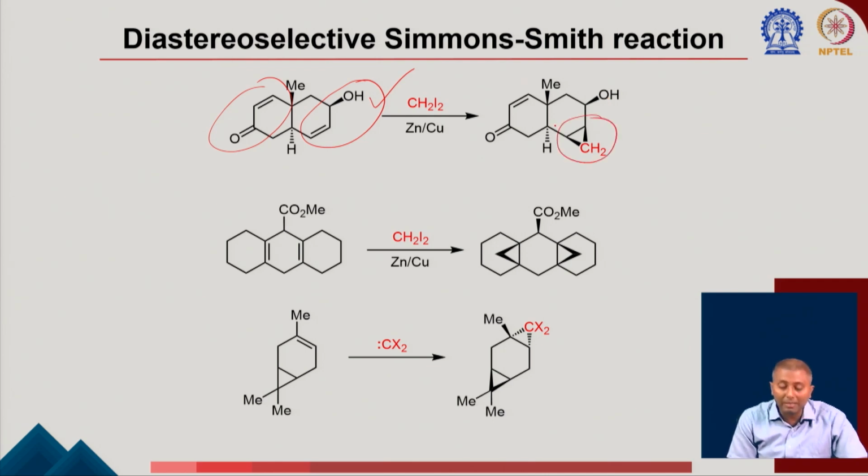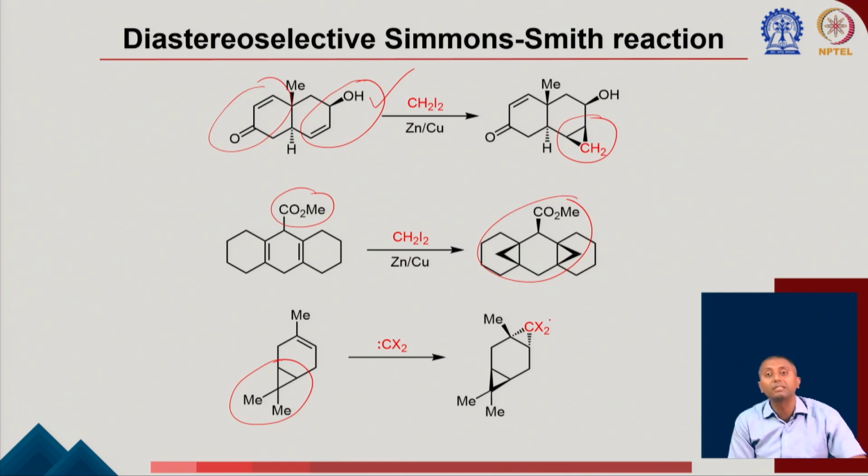There is another case here. You can see this ester group can also act as a directing group to form a bond with the zinc. So the ester oxygen forms a bond with the zinc for the cyclopropanation on the same side as the ester. There is another example here, because if you have a cyclopropane here, the cyclopropanation is now happening on the other side to avoid a steric interaction.